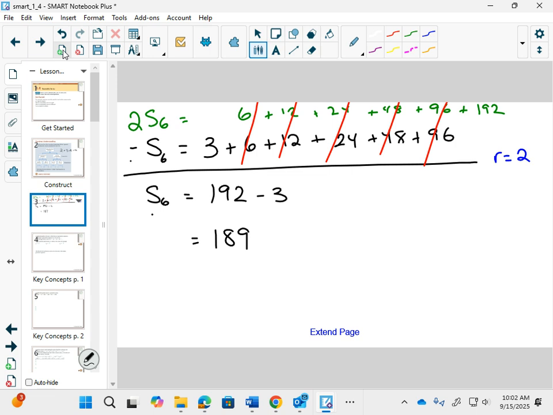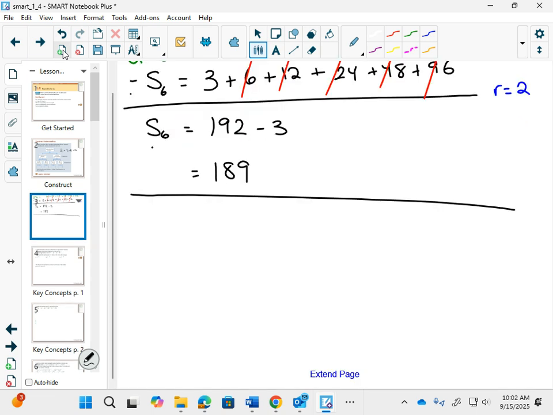What if the R value was something different? What if the R value wasn't 2? Let's look at another sum of 5 terms. I'll start with 2 and multiply by 3. So it'll be 2, 6, 18, 54, 162. Hoping that the mental math worked there.